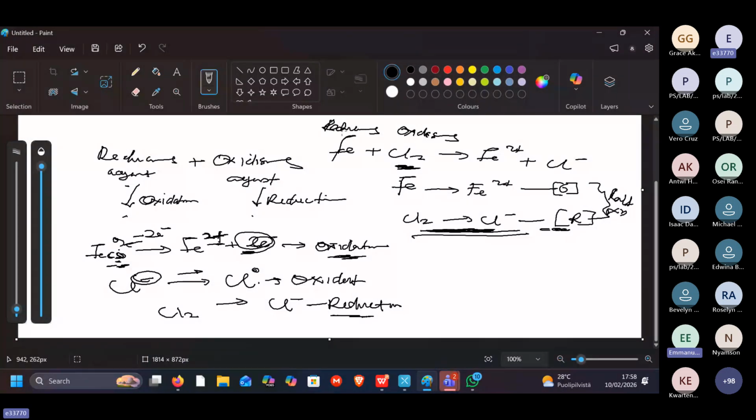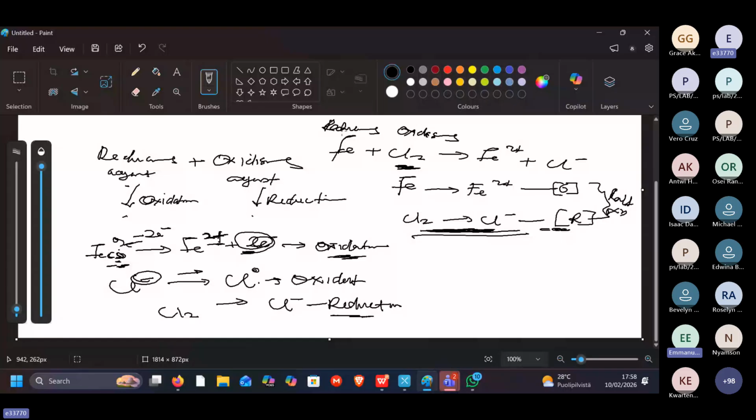Is that okay? Yes, sir. But the reducing agent is also called the reductant. And then the oxidizing agent we call the oxidant. So it's just a name that way.